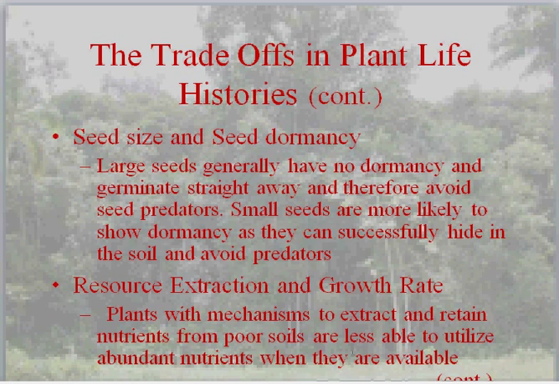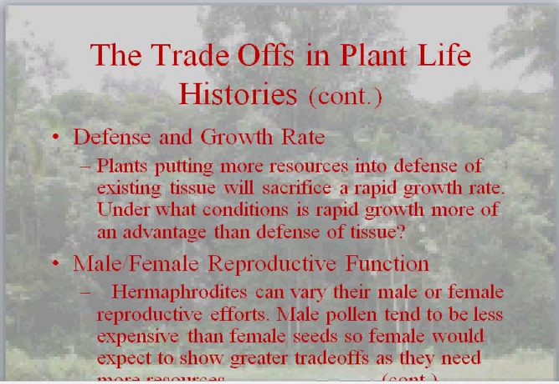Plants which put more resources into defense of existing tissue will sacrifice a rapid growth rate. Quite often, plants, as we will see in later lectures, are able to stack their leaves full of secondary compounds, and those secondary compounds will prevent or minimize the herbivory which is inflicted upon them by insects and other herbivores.